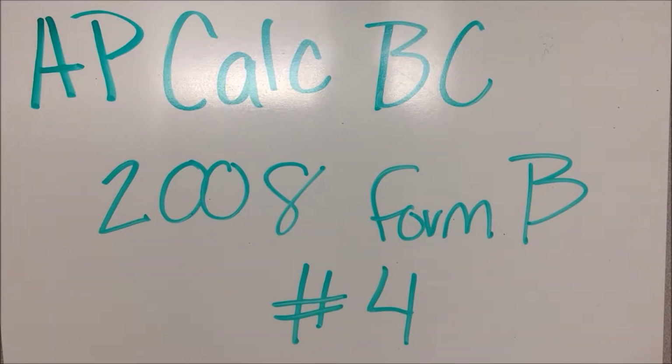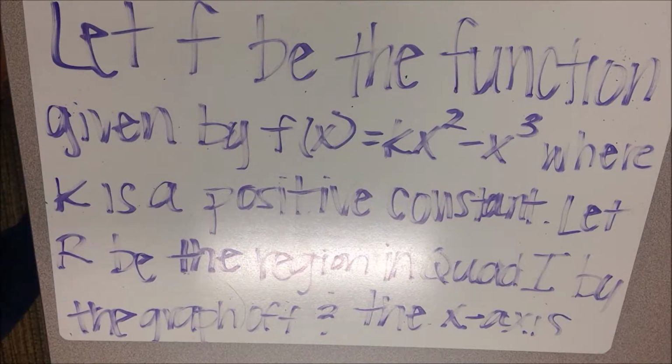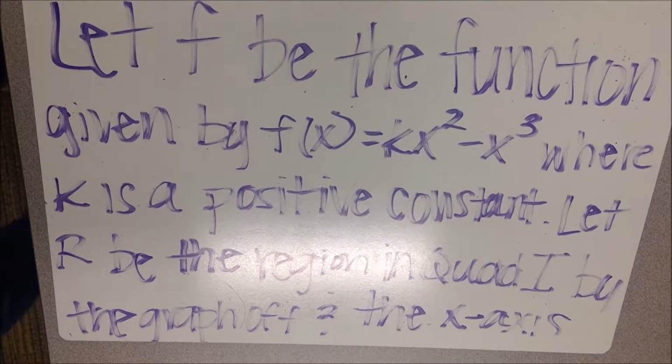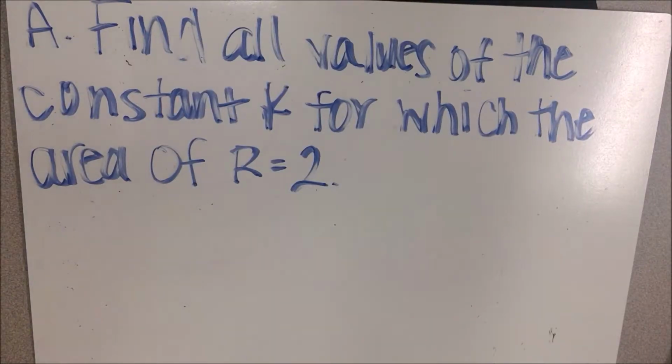Welcome to the AP Calc BC 2008 Form B question number 4 FRQ. Let f be the function given by f of x is equal to kx squared minus x cubed, where k is a positive constant. Let R be the region in quadrant 1 bounded by the graph of f and the x-axis. Part A says find all values of the constant k for which the area of R equals 2.